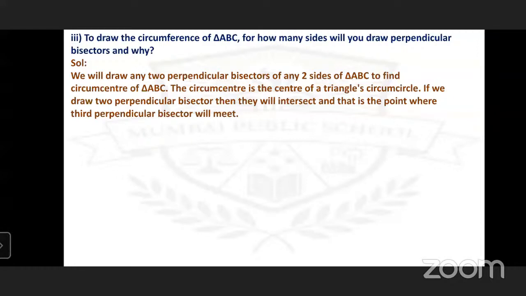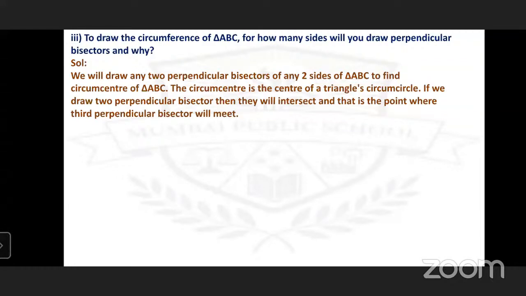Okay, now they ask the reason. The circumcenter is the center of the triangle's circumcircle. If we draw 2 perpendicular bisectors, then they will intersect, and that is the point where the third perpendicular bisector will meet. Which means 2 already meet, that is called the circumcenter, and the third also meets at this same point. Okay, so the answer is very simple. 2 perpendicular bisectors are required, and the reason is this.